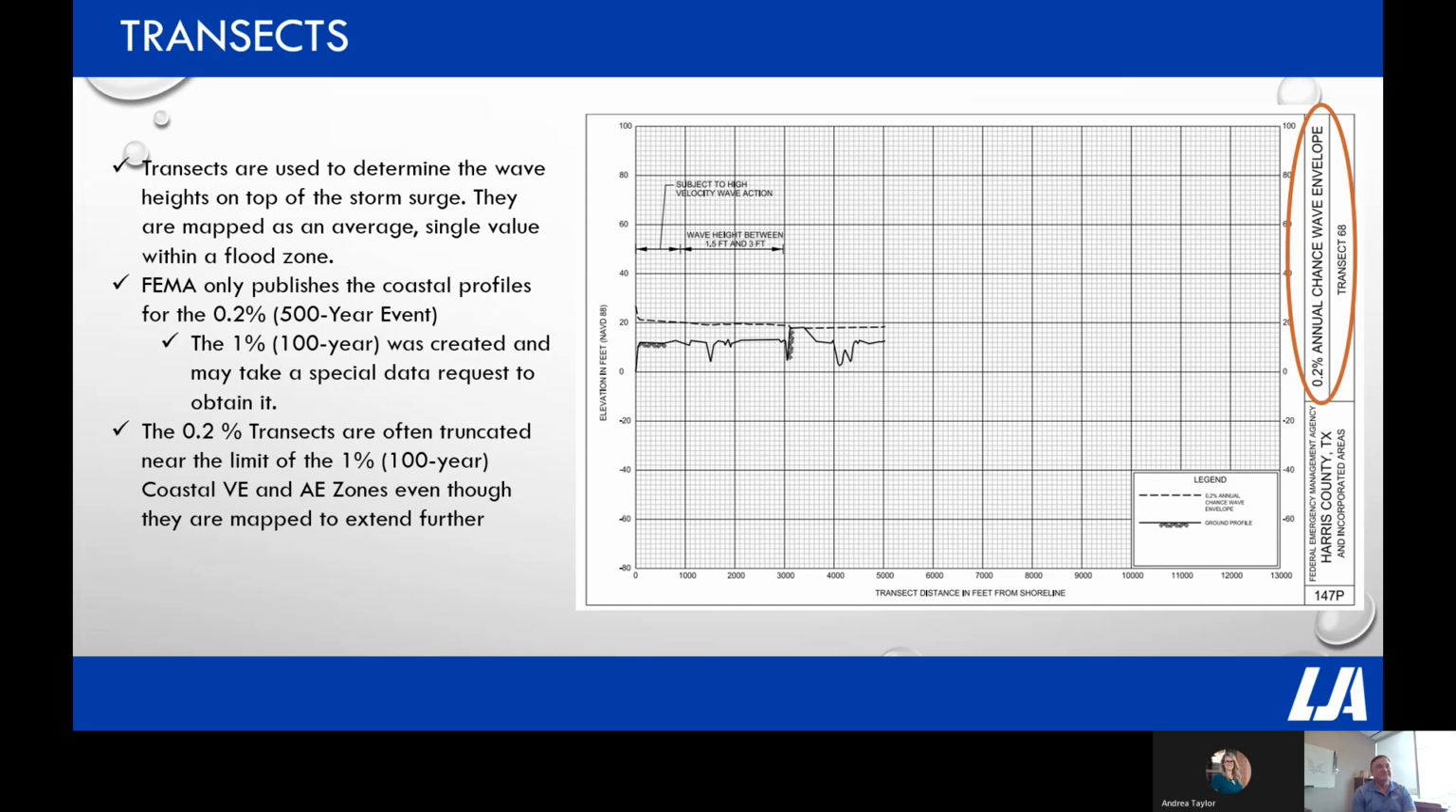So these probably will continue, and this transect extends well beyond that 5,000 feet that's shown on the bottom, but they truncate the limit of where that 500-year is published based on the limit of the extent of the 100-year.